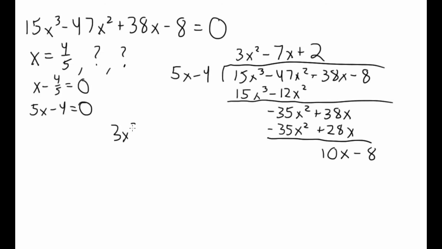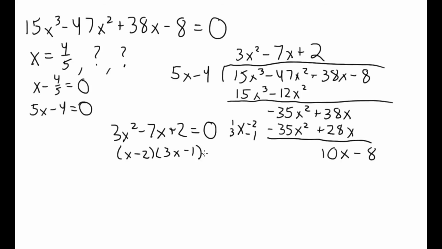So we're actually going to, this one is factorable. We're going to do our x method here in order to create 2 terms, like so. And from here we find the missing roots are 2 and 1/3. So those are the missing roots right there. So the roots are 4/5, 2, and 1/3. Those are the 3 roots here.